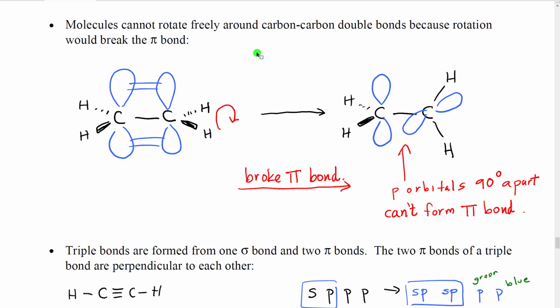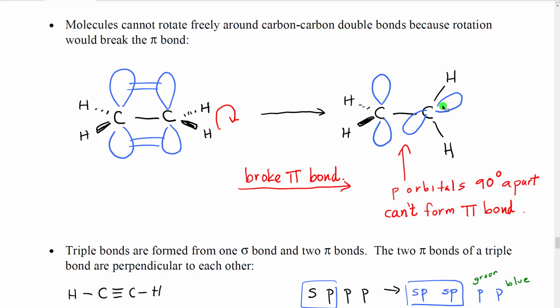Now, this has real-world consequences. One of the things that we talked about earlier is that we can't rotate around double bonds. When we look at our bonding theory, we can see why that might be the case. Remember that forming bonds reduces the potential energy of the electrons in those bonds. If we were to try to rotate around this bond, what would happen is this orbital would change direction. It would move to where it became perpendicular to that orbital. My drawing isn't great, but the p orbitals would be 90 degrees apart.